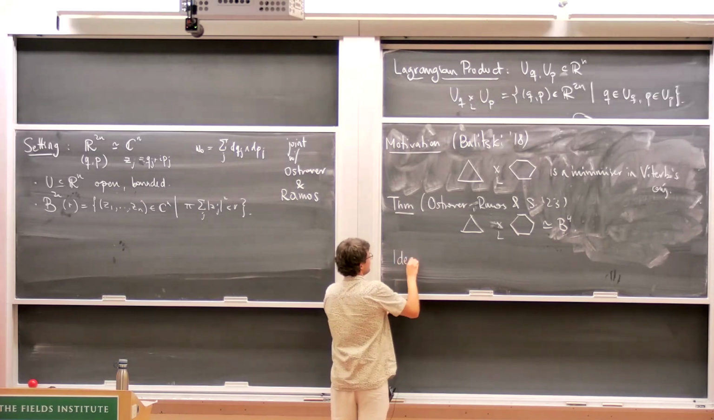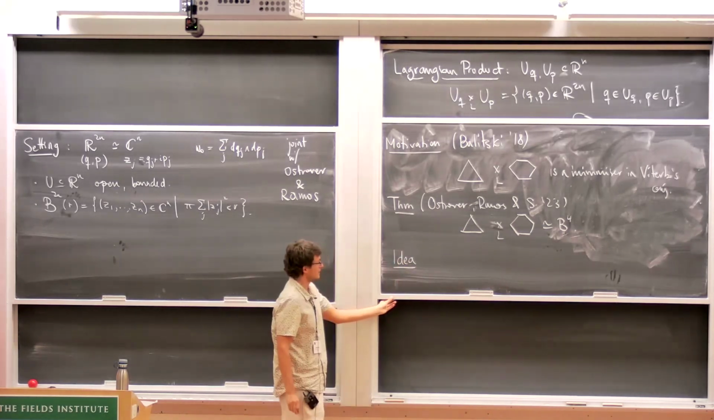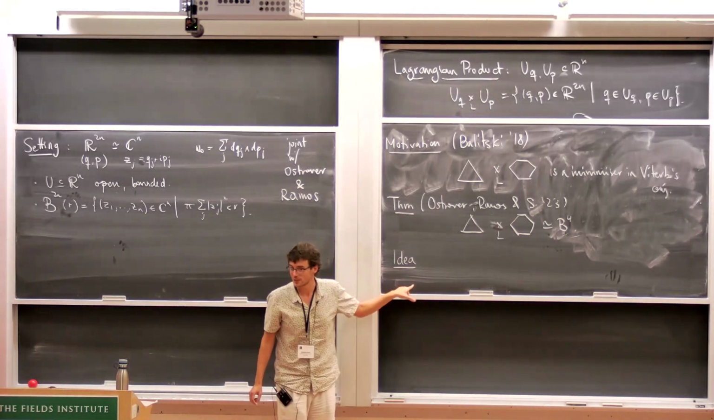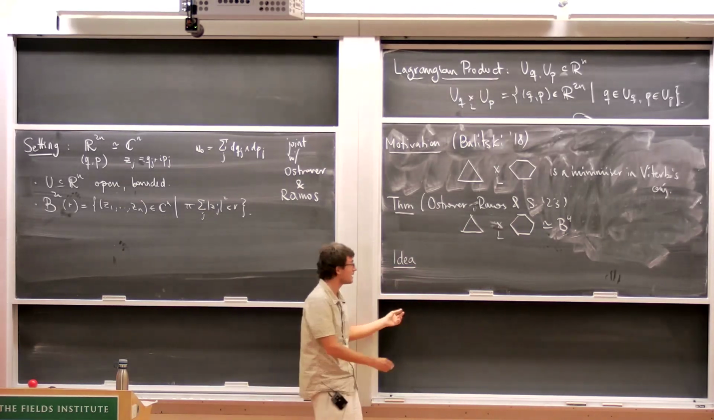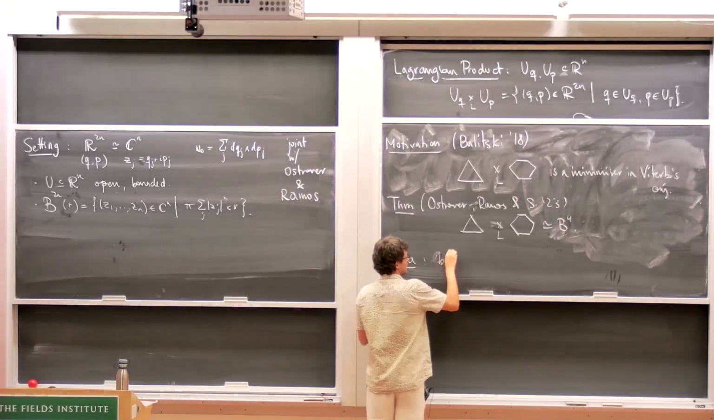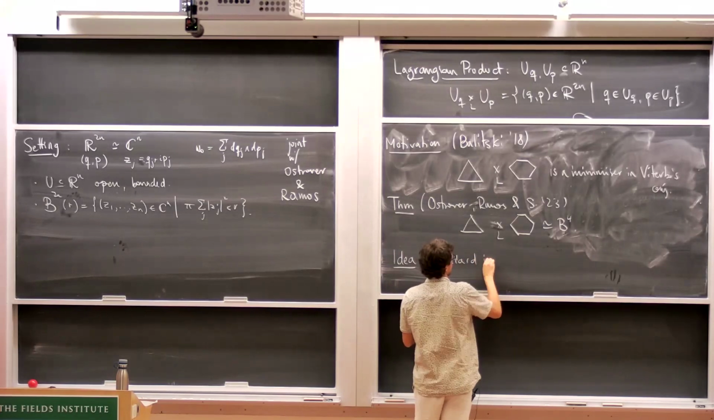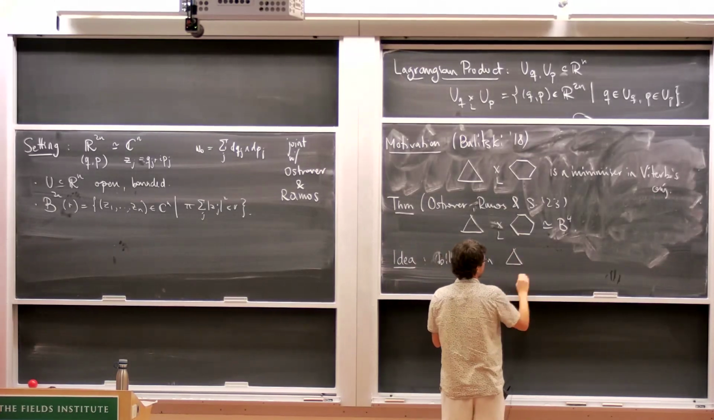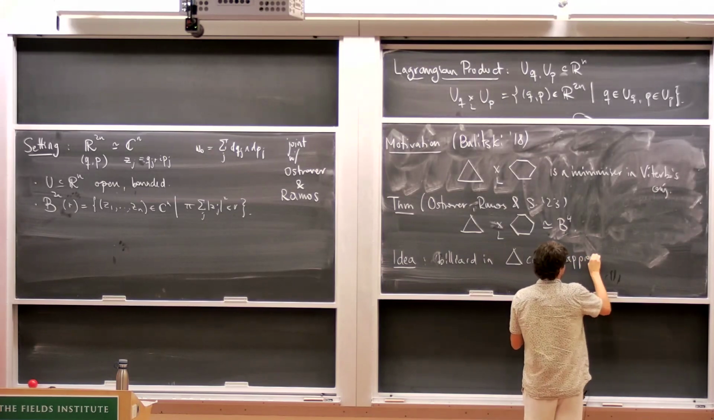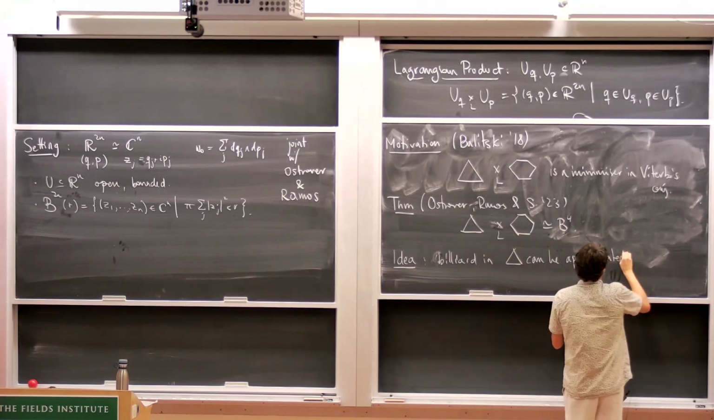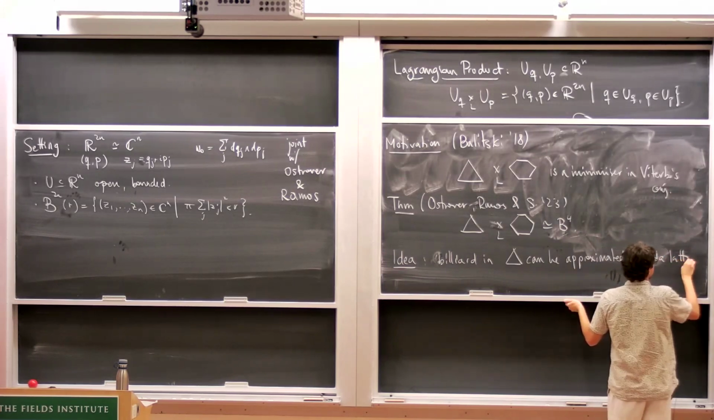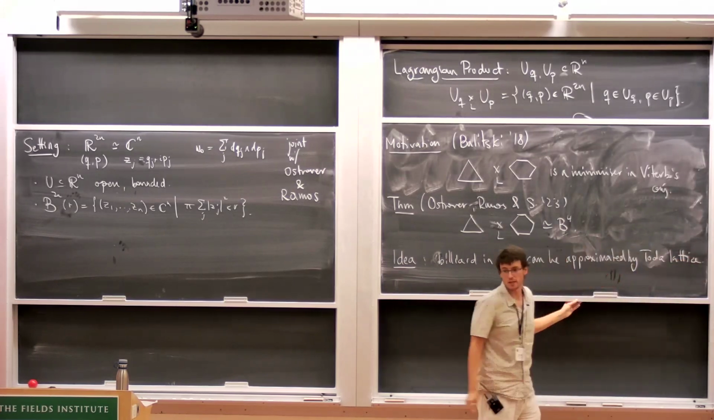I think Eugene used an acronym that I didn't quite understand, TL;DR, but the idea of how we prove this, the too long didn't read sort of thing, is that billiards in the triangle can be approximated by a Toda lattice. So Lie theory comes in.